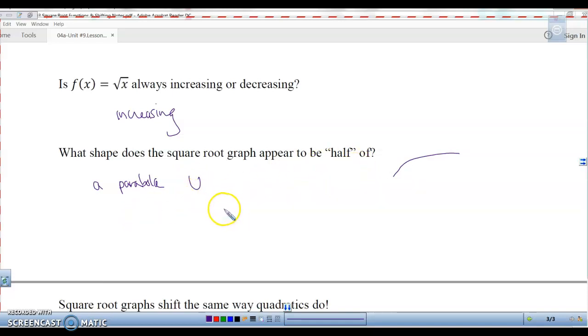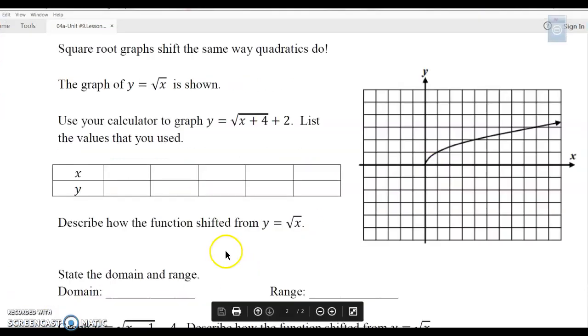And it makes sense because a parabola is an x squared function, and a square root is the inverse of that. So that's going to be undoing the square, so it's going to be half of a parabola. Okay, so since square root graphs are the inverse of quadratic graphs, that means square root graphs shift the same way that quadratics do. So let's take a look at the shift on this one.